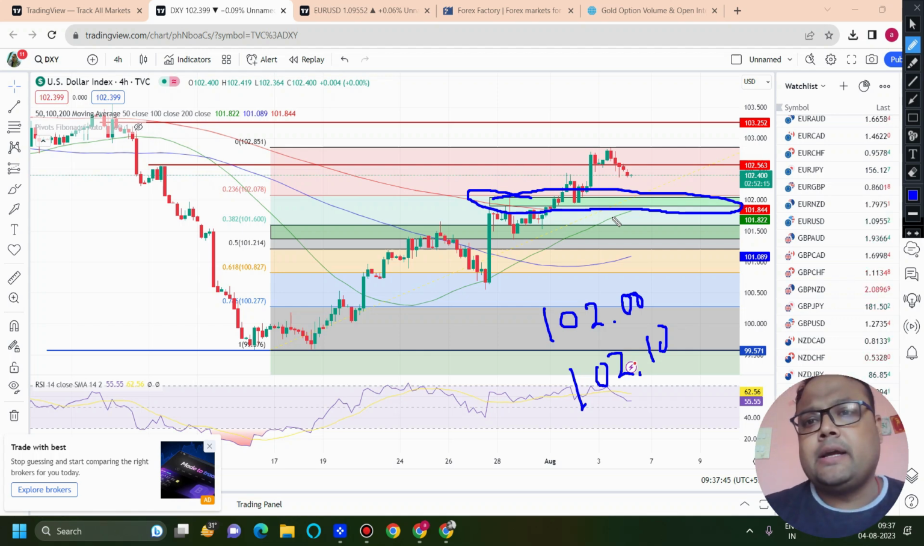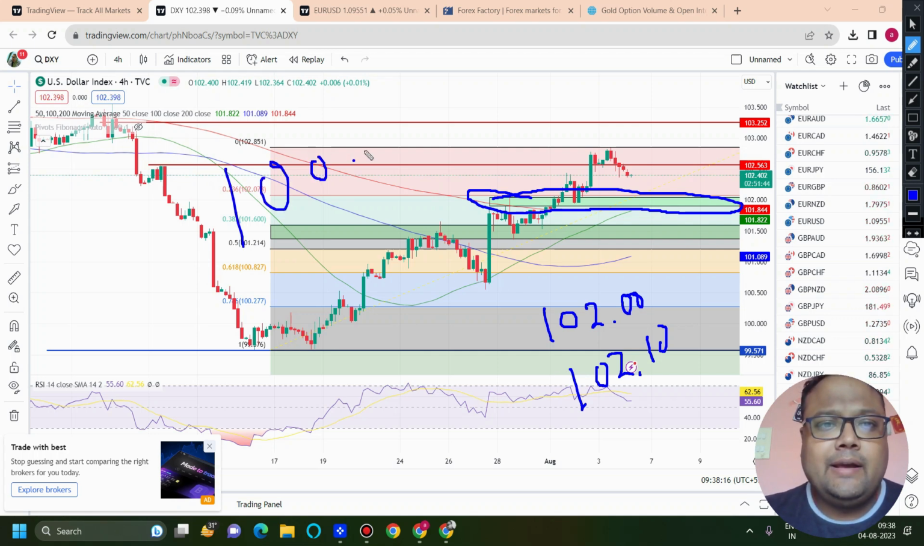In case market shows extreme volatility, 101.50 will be the next support. But as I said, usually we don't get to see much volatility before the news. So we can definitely hope that this level will work. And in case market shows a big drop after NFP, we have 100.50.